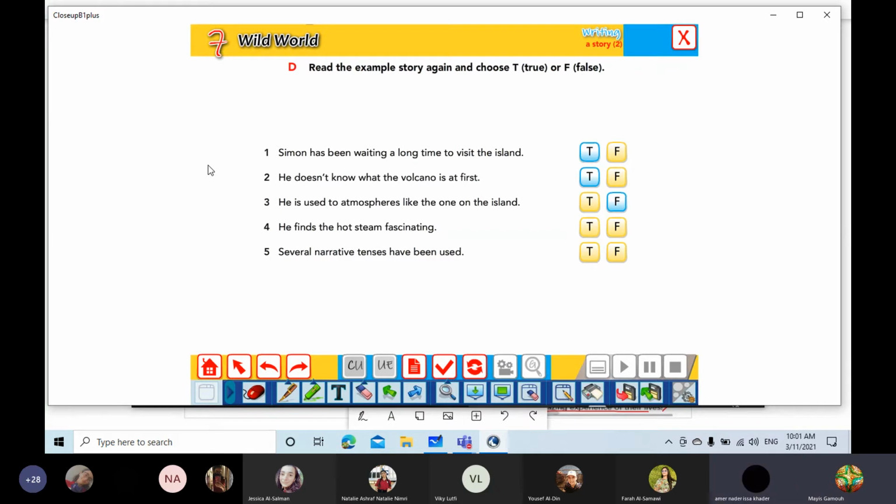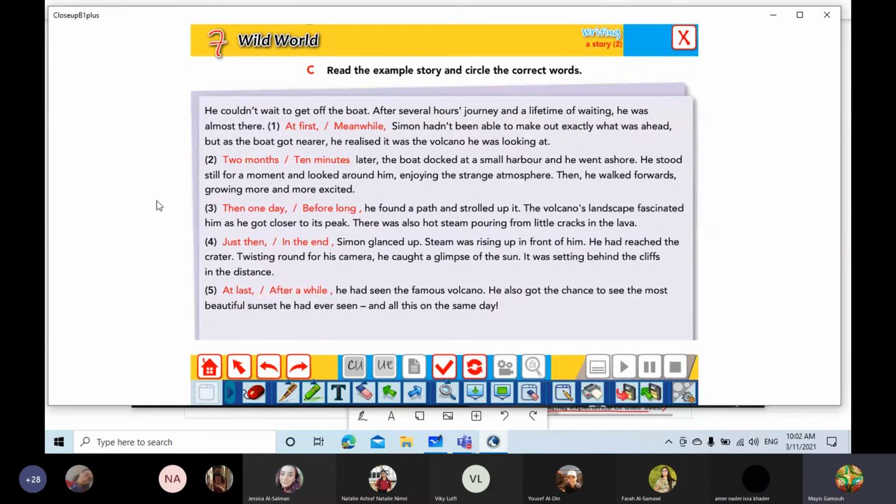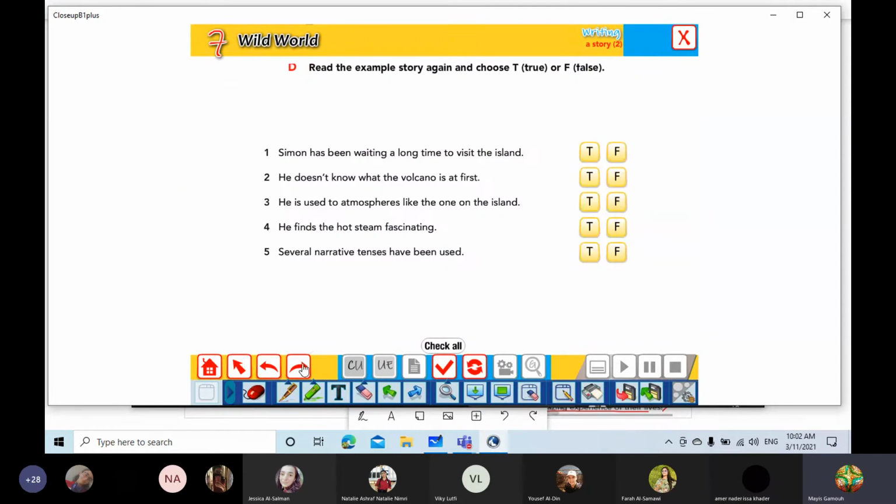He finds the hot steam fascinating. It's true. Is it? Let's go back to our paragraph in here. There was also hot steam pouring from the little cracks in the lava. False, it's false, okay. And the last one will be four.